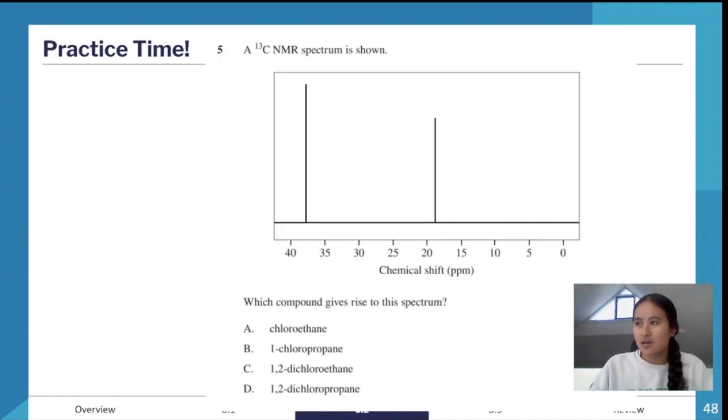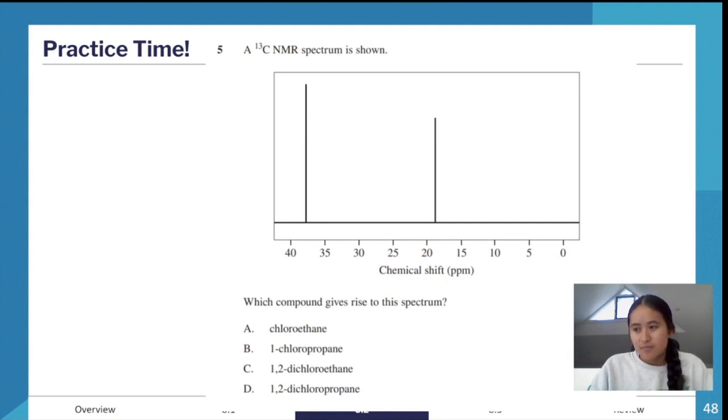It's a C NMR spectrum, and what gives rise to this spectrum? If we look, you'll see there are two peaks, which means that there are two unique carbon environments. Two unique carbon environments means that it cannot be, let's look. Okay, so if we have 1,2-dichloroethane, that is one unique carbon environment because it's symmetrical.